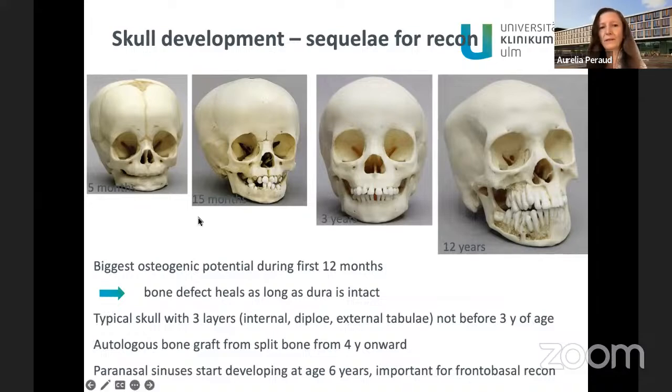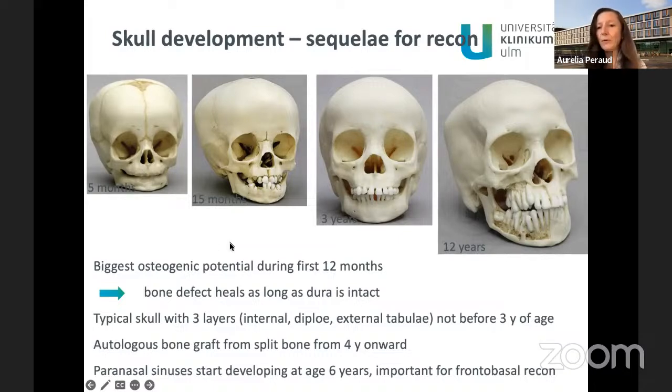So with a small child, you still have all the sutures open, the fontanelle is open. You can even use ultrasound to detect fractures or to see whether the suture is open. You can use the anterior fontanelle for the intracranial compartment. And when it comes to reconstruction, you have to consider that we have a very big osteogenic potential during the first 12 months of life.